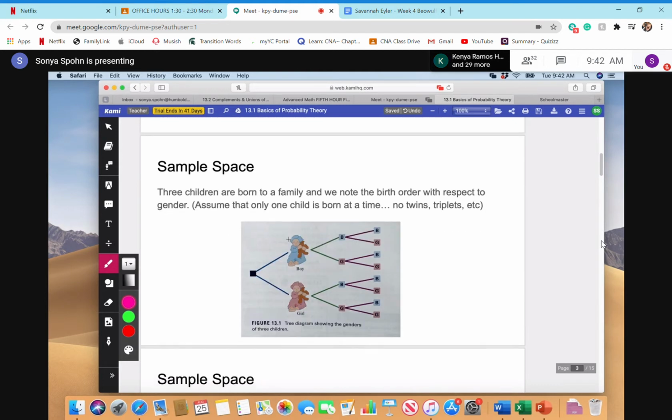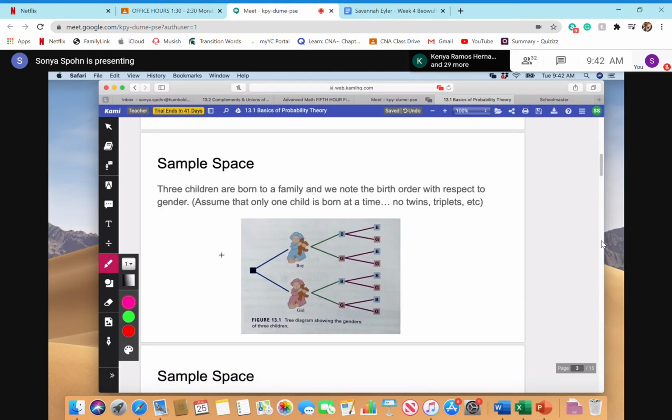More on sample space. We have 3 children born to a family, and we note the birth order with respect to gender. Assume that only 1 child is born at a time, meaning there are no twins or triplets or anything like that. So this right here is a little tree diagram, kind of like our heads and tails things, but it's a boy and a girl. So it's very similar to the coins. Our sample space would be writing all of the outcomes together in bracket form. Well, one outcome is boy, boy, boy. So we would write BBB, that's fine.